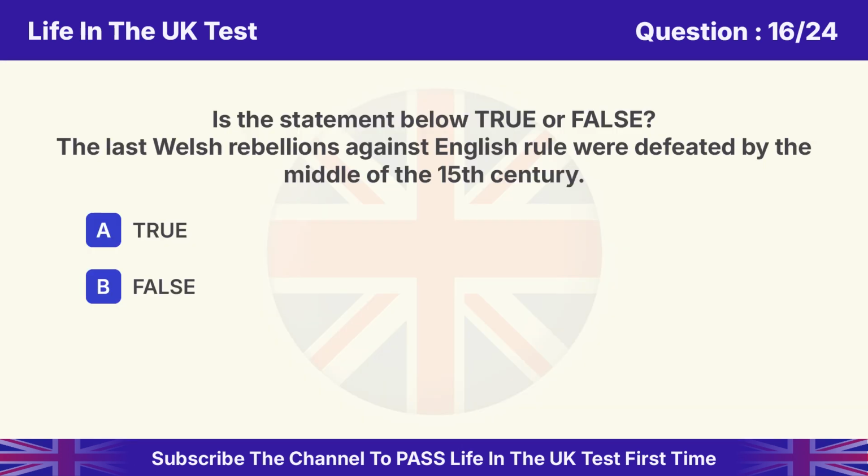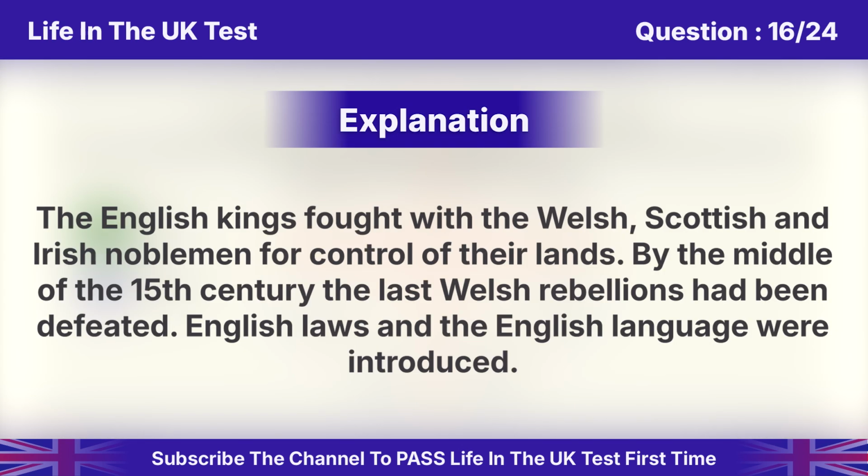Question 16. Is the statement below true or false? The last Welsh rebellions against English rule were defeated by the middle of the 15th century. Option A, true. B, false. Answer is A, true. The English kings fought with the Welsh, Scottish and Irish noblemen for control of their lands. By the middle of the 15th century, the last Welsh rebellions had been defeated. English laws and the English language were introduced.